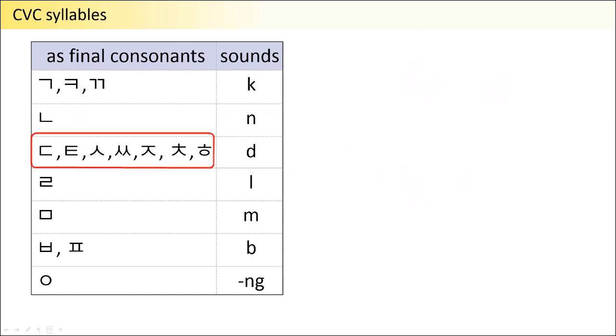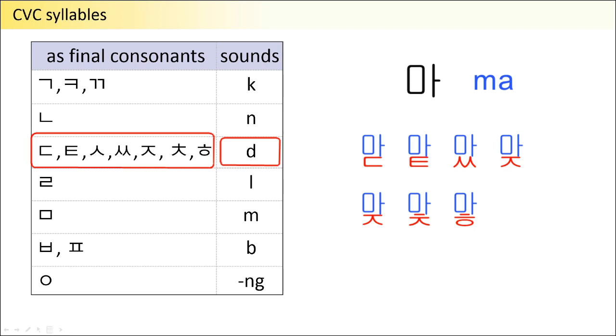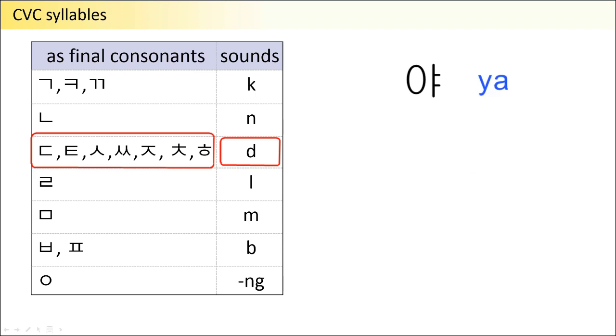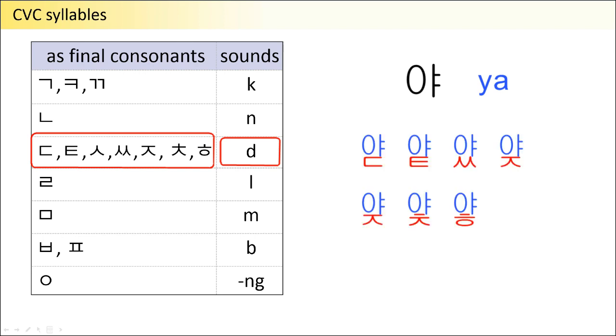When these 7 consonants are placed at the end of a syllable, they all have a D sound. It's ma. I'm going to add each of those 7 consonants to ma. This will create new characters like this. They all have the same pronunciation. That is, mat. It's a. Add those 7 consonants to it, then we get new syllables like this. They all have the same pronunciation.